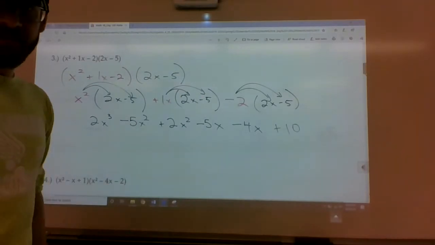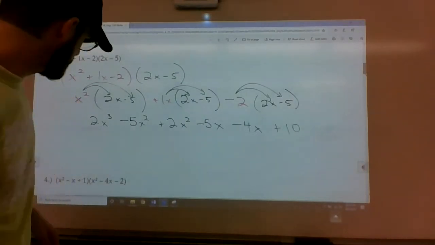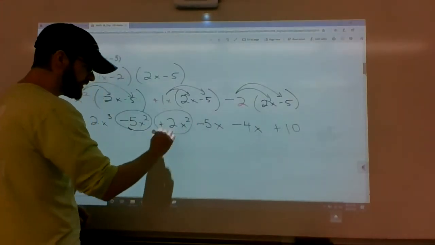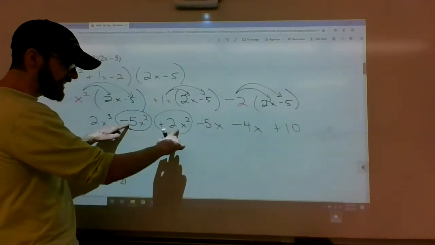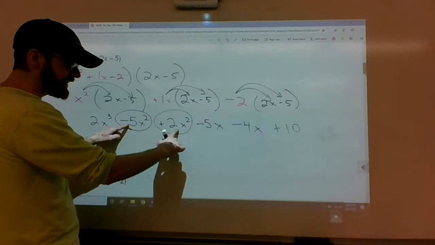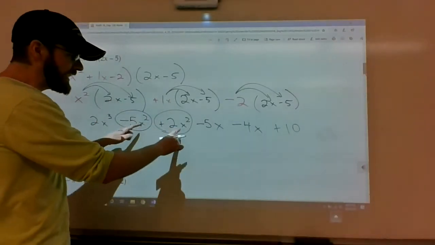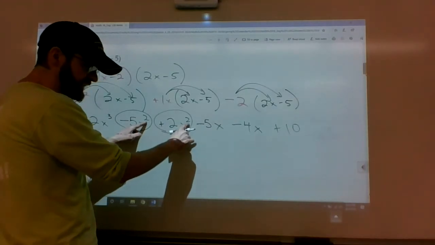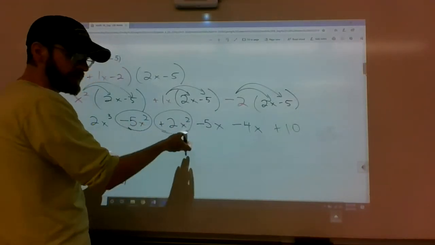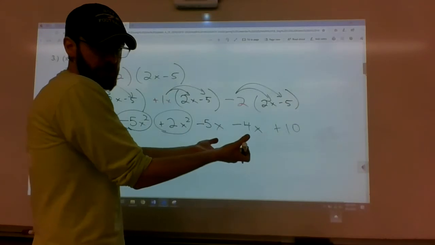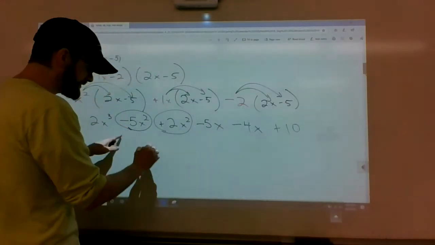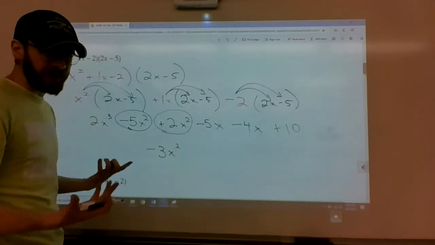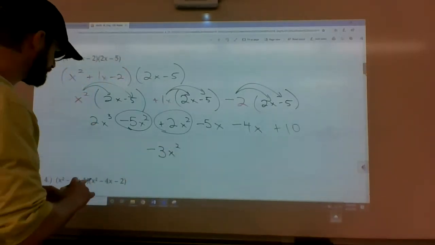At this point, you just have a few extra like terms to combine. So these two go together. Negative 5 plus 2 is negative 3. Remember, when adding and subtracting like terms, you do not change the exponent. A square plus a square gives you another type of square. So it's going to be negative 3, still x squared. Don't try to make it x to the 4th power.